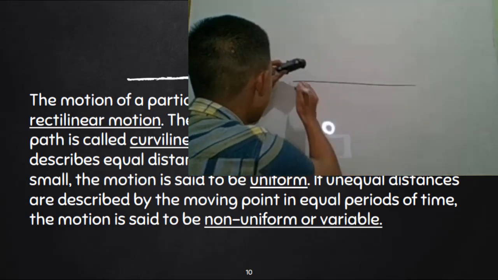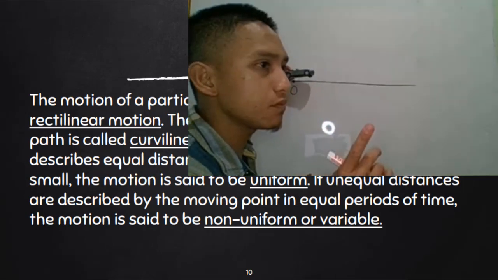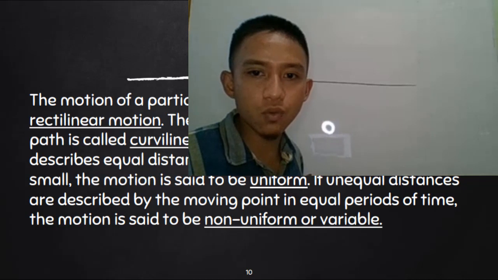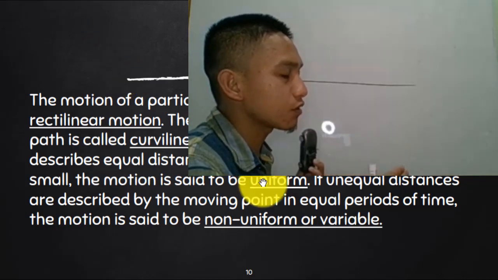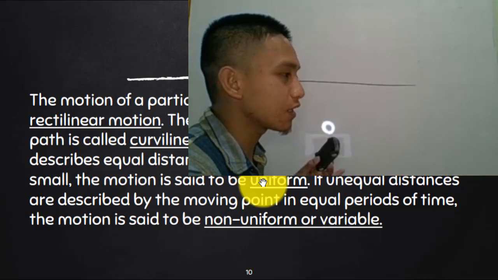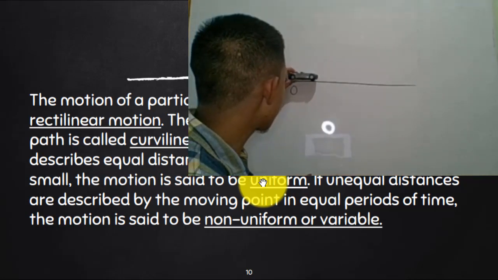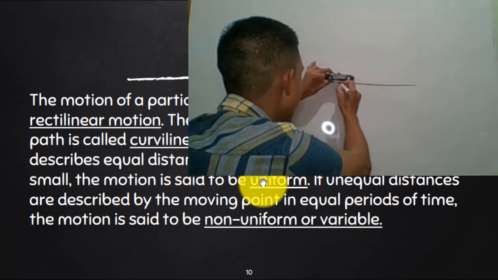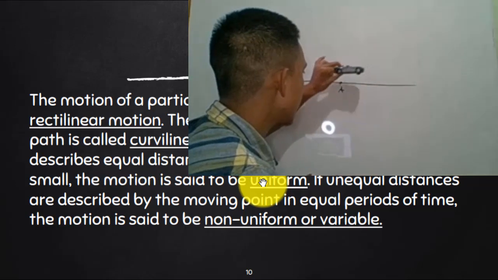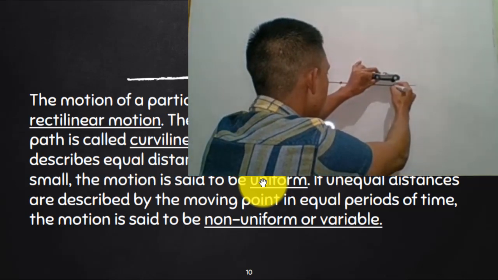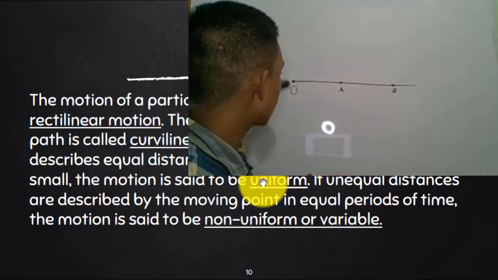Again, let's say that is the origin. At time, it says there, equal periods of time. So let's say we are trying to investigate per minute. At 1 minute, that is the location of your car. Let's say that is point A. And another 1 minute, that is the location of your car. That is your point B. You can say that the motion is uniform.